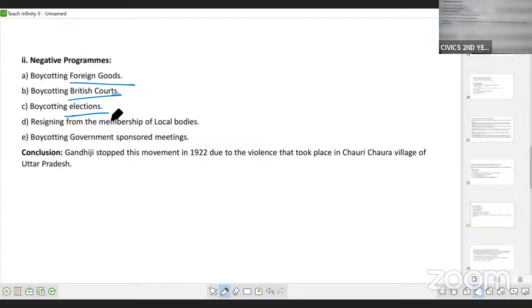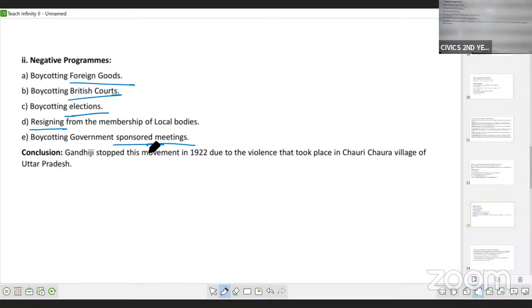Then the Indians who were the members of the local bodies resigned from the membership of local bodies. And we also boycotted the meetings which were sponsored or conducted by the government. Government meetings were also boycotted. So this was the negative program.